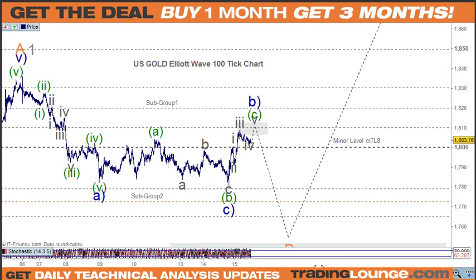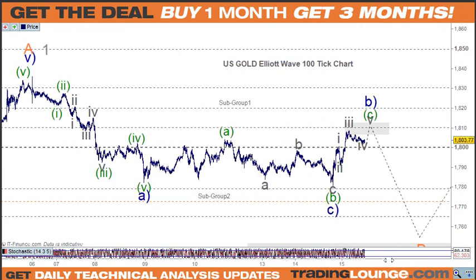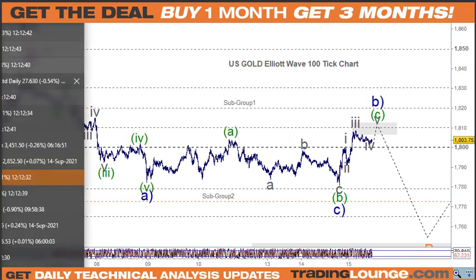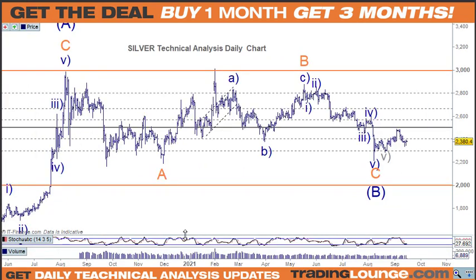So we'll need to keep an eye on the US dollar index, but you can pick that up in the Australian video. And we should have a quick look at silver as well. So on the daily chart here for silver.